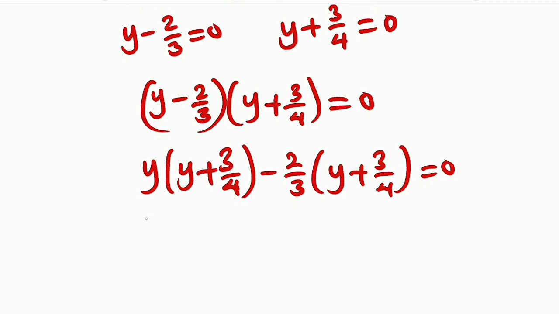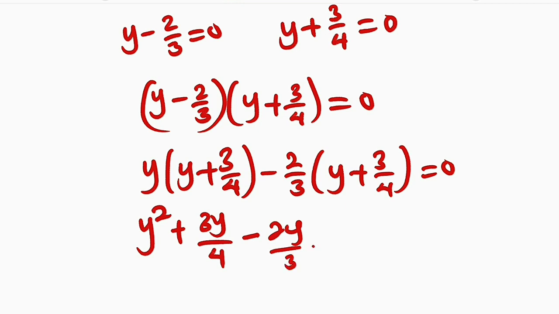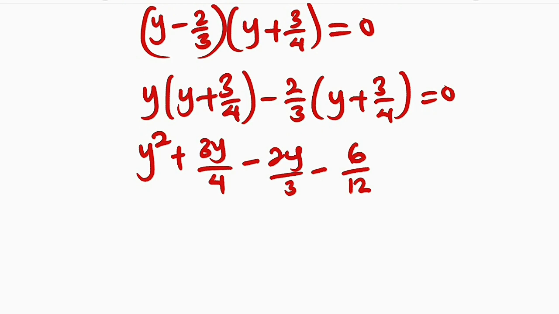This time this is y squared, so we have y squared. This time that we have 3y divided by 4. Then move into the other bracket, minus 2y divided by 3, minus, if you multiply 2 by 3 you have 6, 3 by 4 you have 12, and the LCM between all of these numbers is 12, so we can multiply every single number by 12.